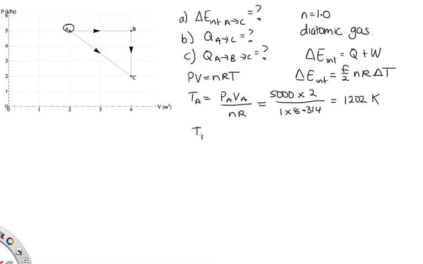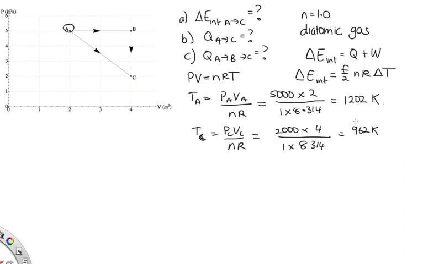The temperature at C is equal to PCVC over nR. The pressure at C is 2,000 pascals. The volume at C is 4 meters cubed. There's 1 mole involved, and R is 8.314. Solving that on the calculator, we get 962 kelvins.